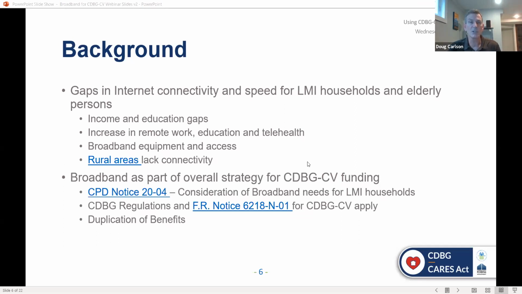Last but certainly not least, we have to remember with everything related to CDBG-CV that no duplication of benefits can occur. We cannot pay twice for the same thing. That's the easiest way that I can explain duplication of benefits. You have to make sure that you look at all federal resources and non-federal resources when it comes to supporting broadband activities, and make sure that there is no duplication of benefit in terms of the assistance that is provided for that broadband activity from more than one source.